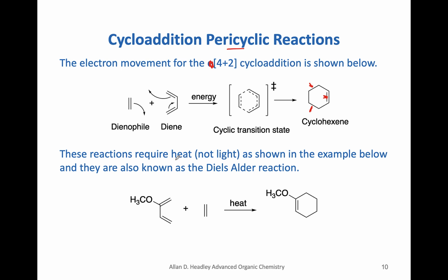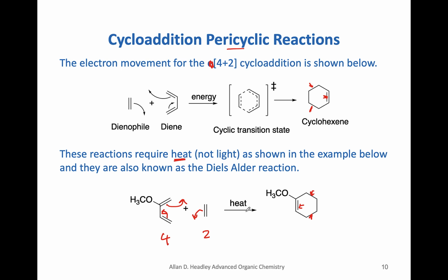These reactions require heat and not light, as shown in the example here. So here is a 4 plus 2, and that's the Diels-Alder reaction. That's another name for these 4 plus 2 cycloadditions. As you can imagine here, using the same technique we have done before, these electrons flow out, these electrons flow in, these electrons flow here to form new bonds. So here are the new bonds right here and here, and of course the new pi bond.